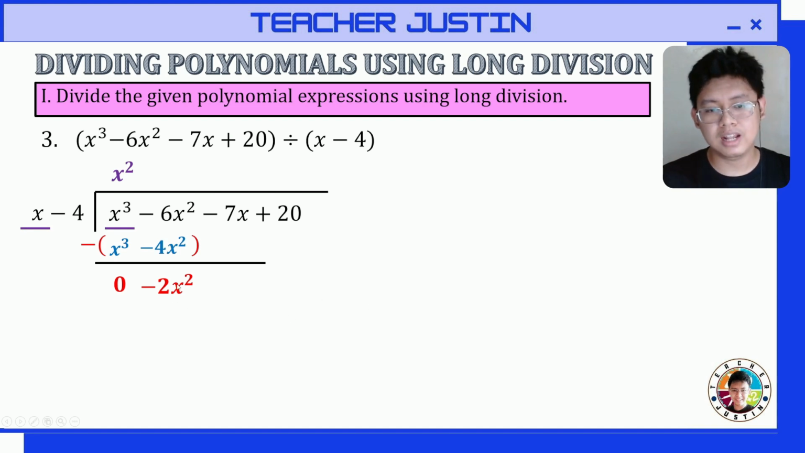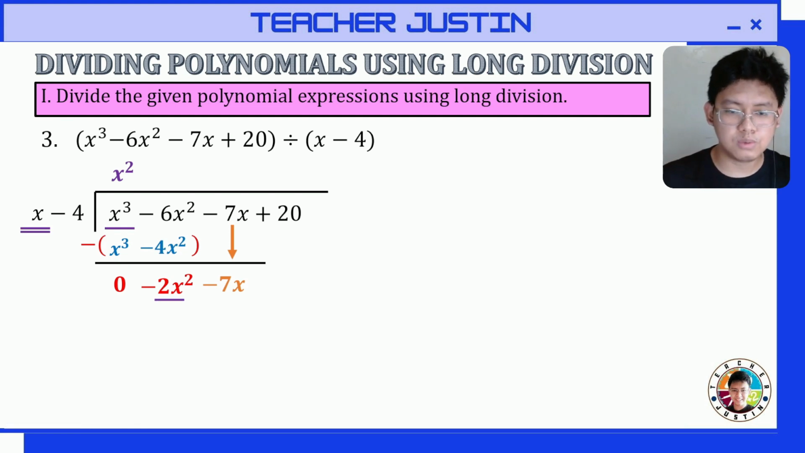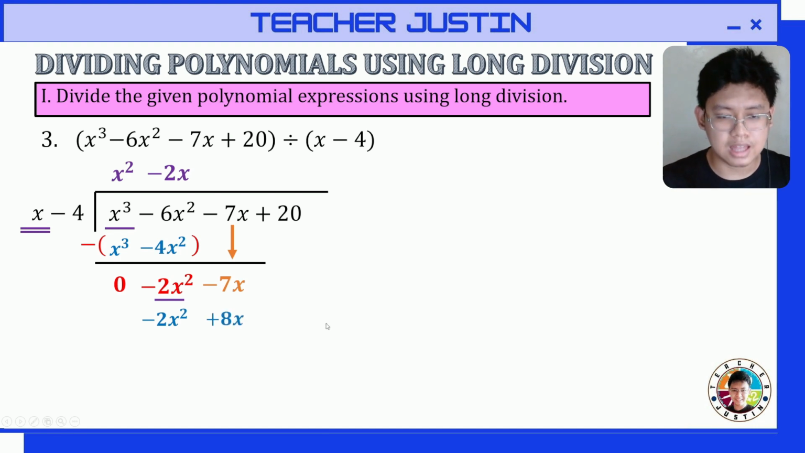Then, since we have nothing left to subtract, bring down negative 7x. Okay. Next, we will repeat the same procedure. Divide the first term by the first term. Negative 2x squared divided by x will give us negative 2x. Then, multiply negative 2x by our divisor. So, negative 2x times x is negative 2x squared. Negative 2x times negative 4 is positive 8x.